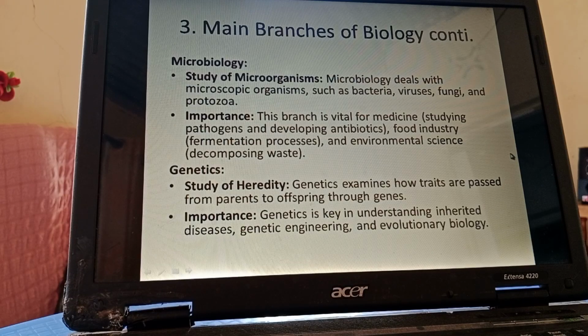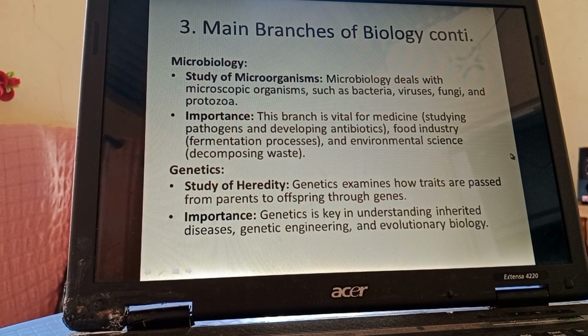And the importance of studying genetics is that it is key in understanding inherited diseases. There are very many inherited diseases, genetic engineering, all right, and evolutionary biology. Okay, very important things in today's life. Inherited diseases, genetic engineering, and evolutionary biology.